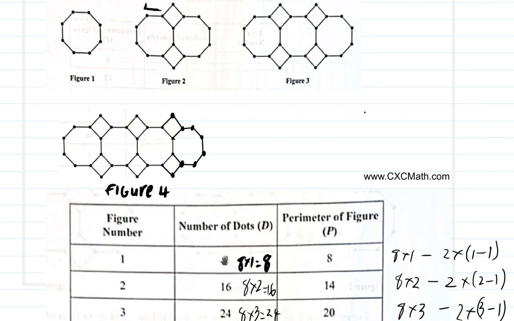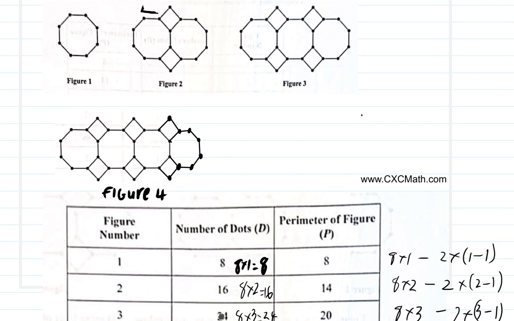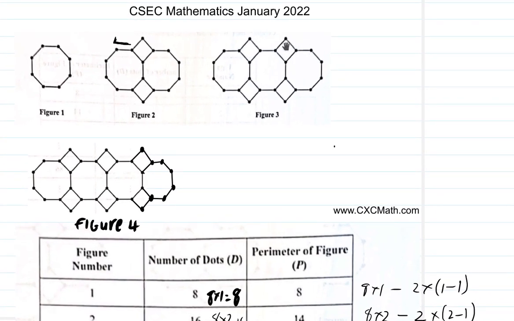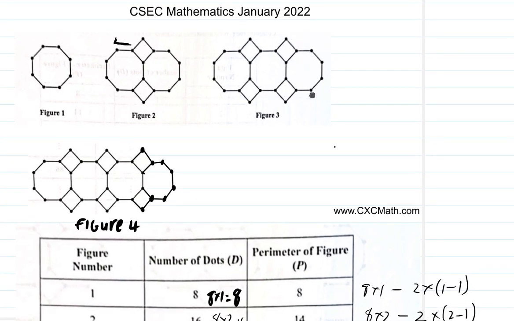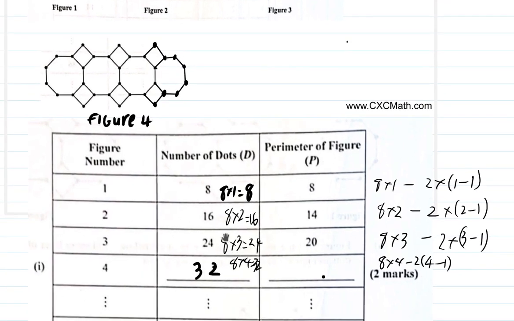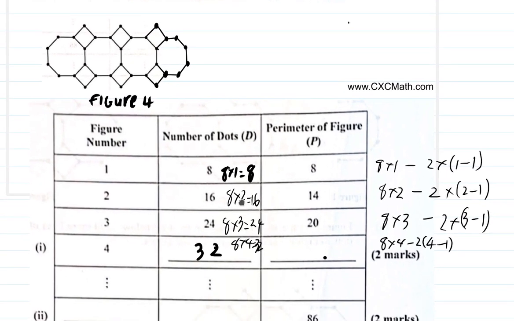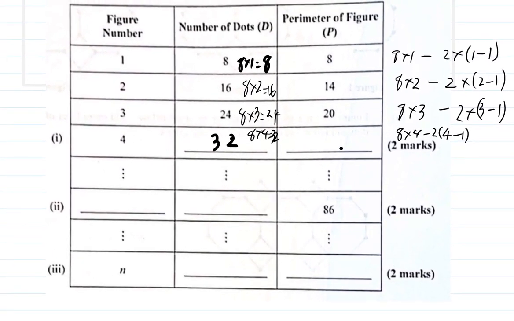So from figure 1 to 2, you have 8 more dots, to 16. From figure 2 to 3, how many dots do you have added? 1, 2, 3, 4, 5, 6, 7, 8. Each time you add 8 dots. So it shows that what we assumed was correct. You have 8 dots being added every time you move up one figure. So it's really 8 multiplied by the number of the figure. So what we can say down here is that this is 8n. Alright?